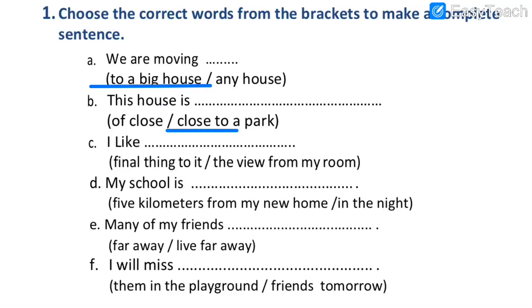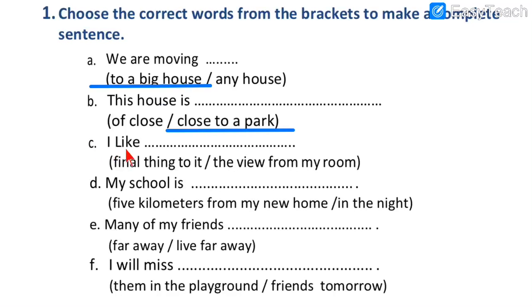This house is close to a park, because there is a verb over here. So our sentence is complete because there is the subject over here, house, the verb is, a helping verb, and what is the object? Park. This house is close to a park. That makes a complete sentence. So the second one is the correct option.